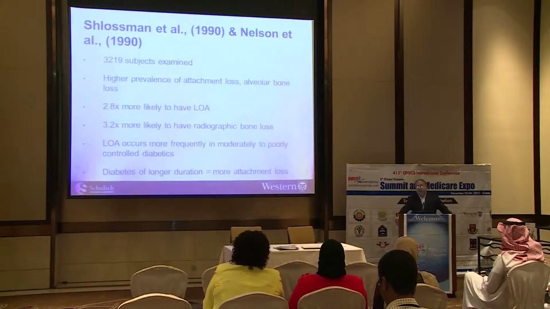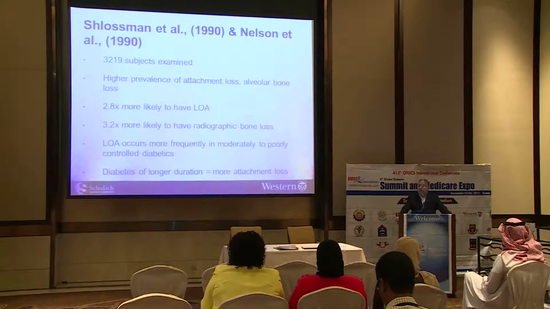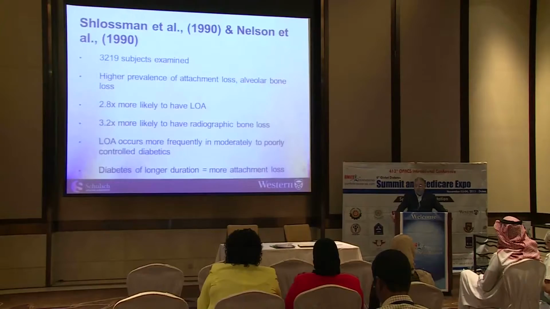And then there is a study from the US which was done on Pima Indians, a population genetically predisposed to diabetes. And they found that there's very high prevalence of attachment loss, bone loss around the teeth, 2.8 or 3 times more likely to have loss of attachment, 3 times more likely to have radiographic bone loss, and they also have a very high prevalence of loss of teeth.